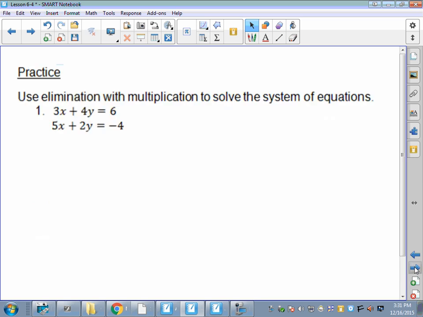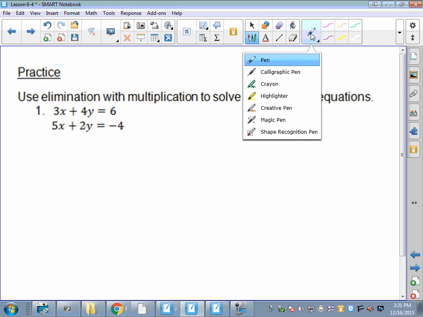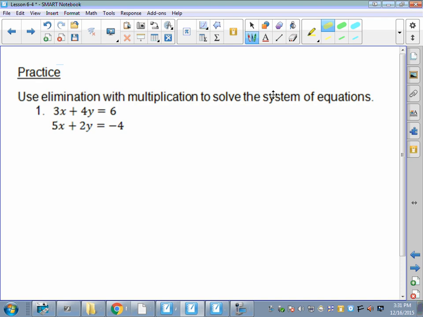The directions say use elimination with multiplication to solve the system of equations. At some point, we're going to just say solve the system. Use whatever method makes more sense to you. When I look at these two equations, the coefficients of my x's are 3 and 5. The coefficients of my y's are 2 and 4. I don't even look at the constants. I don't care about that 6 and negative 4 quite yet.